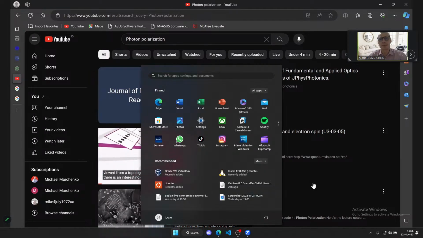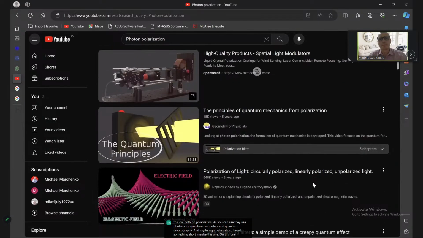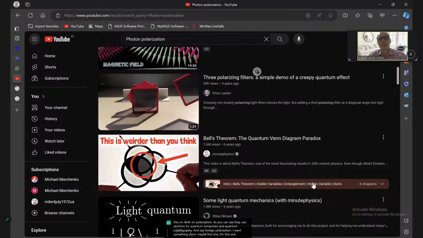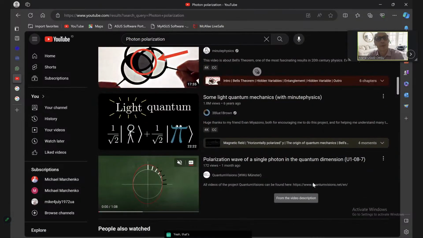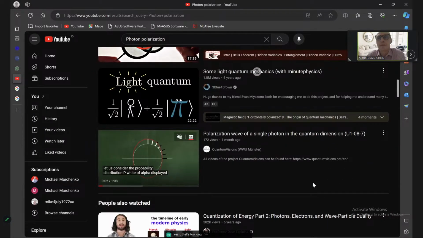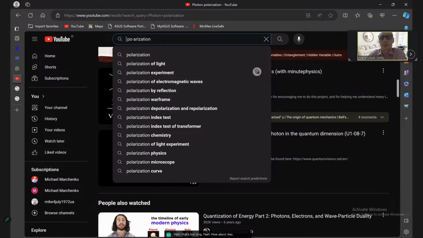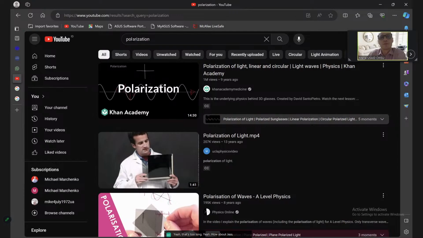No. No, this one. Yeah, that's too long. Well, just polarization without photon. Or maybe this one. I think this should be fine.